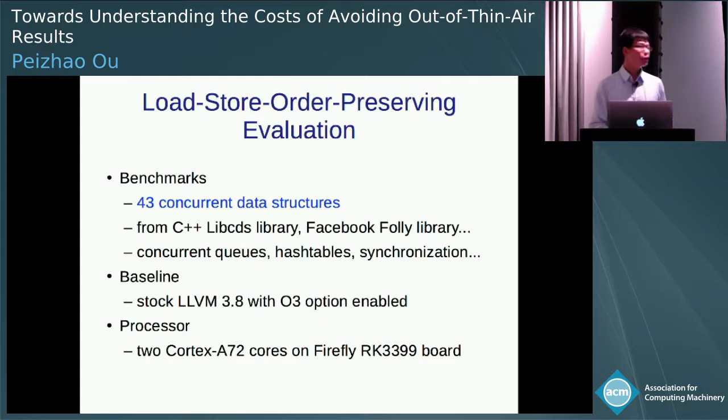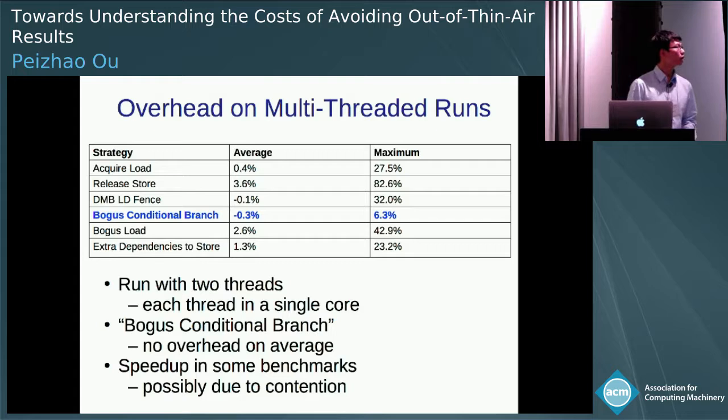And the processor we used is the same. We ran each benchmark on 2 Cortex A72 core on the same board. Now let me show you the results of multi-threaded runs. In this experiment, we ran each benchmark with 2 threads. And we make sure that each thread was pinned on a single core to avoid too much noise.